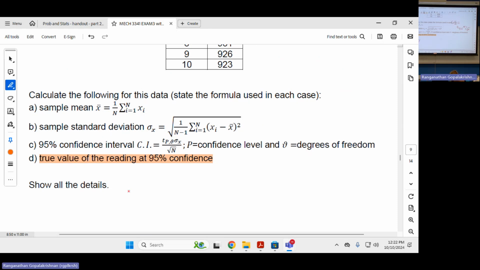So x true, or if you want to call it true value, that's fine, is likely to be found in the interval x plus minus CI at 95% confidence. That's it. You can write this in many ways, but all I'm looking for is that you can put the sample mean and the confidence interval together to form an interval. That is what I'm looking for.